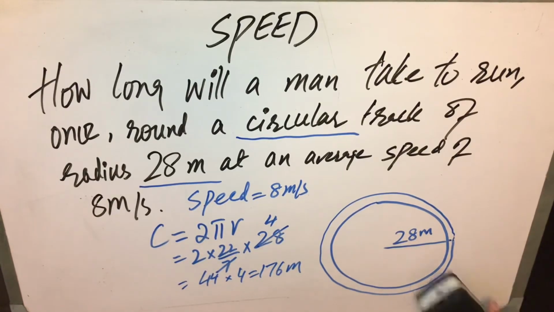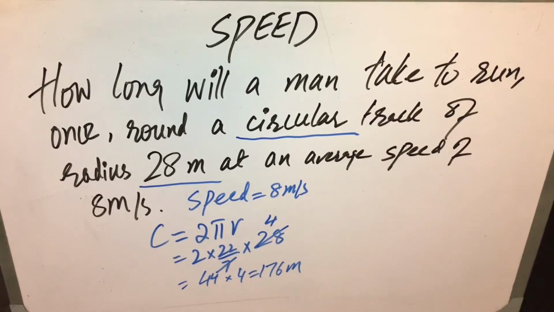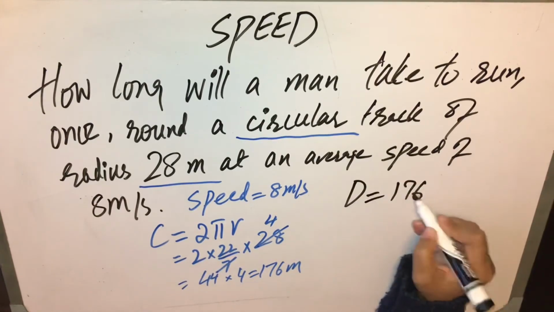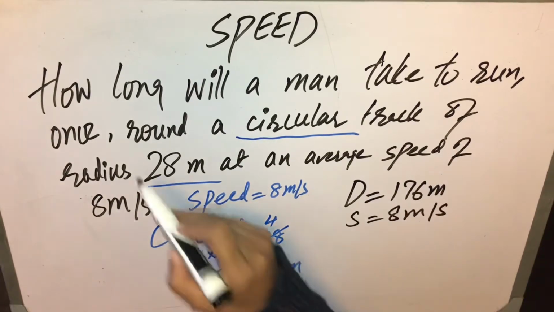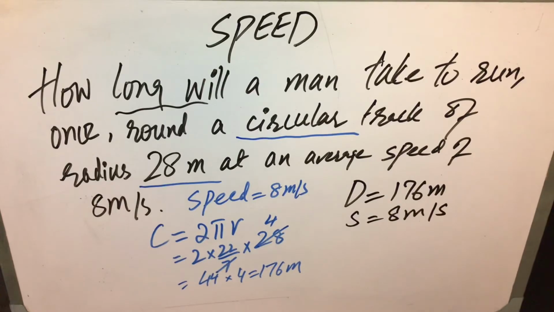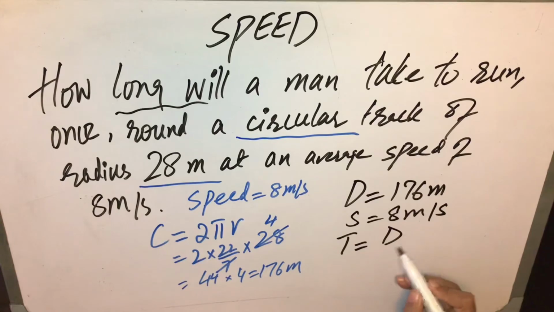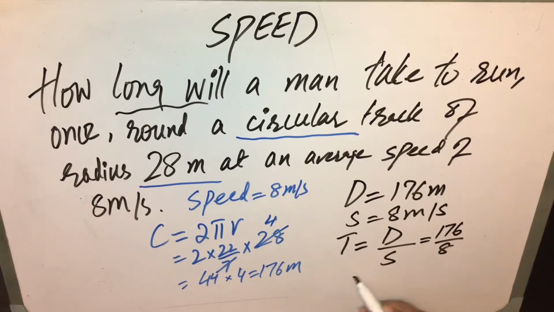He takes one round around the circular track. So the circumference is basically the distance he covered, 176 meter. Speed is 8 meter per second. We have to find the time, how long will a man take. So we will have time equals distance divided by speed, and 176 divided by 8. 8 2s are 16, 22 seconds he will take to cover one round around the circular track.